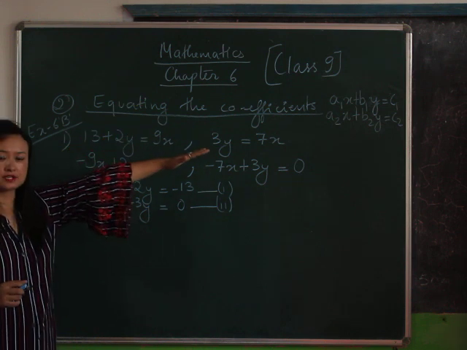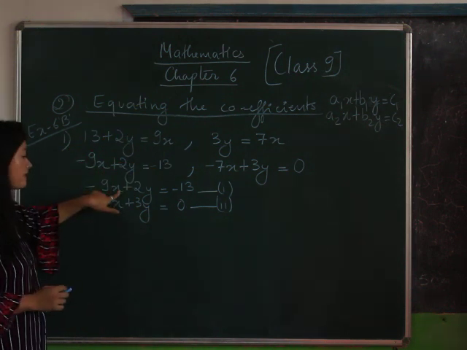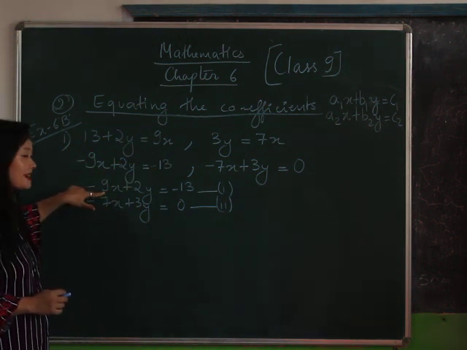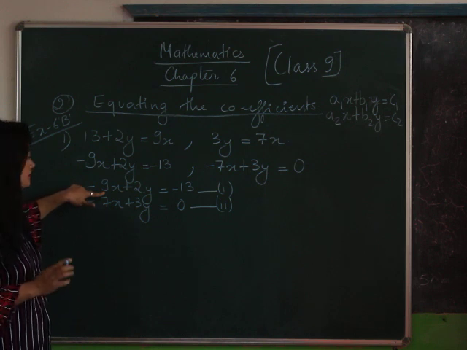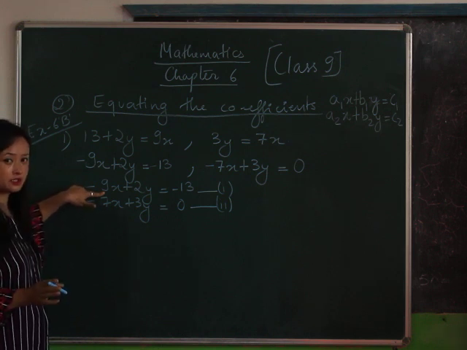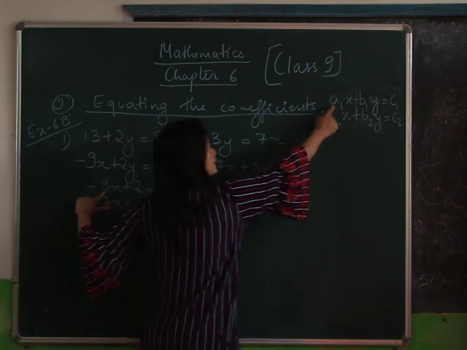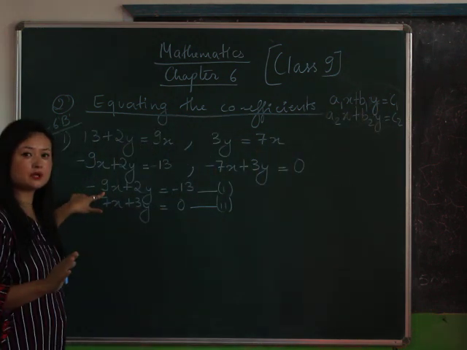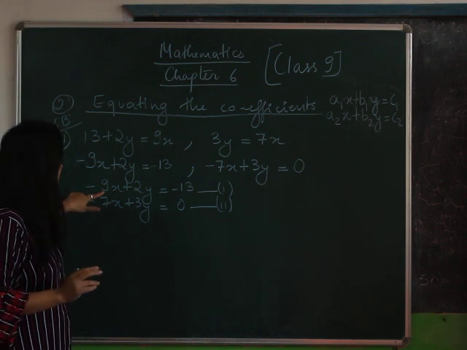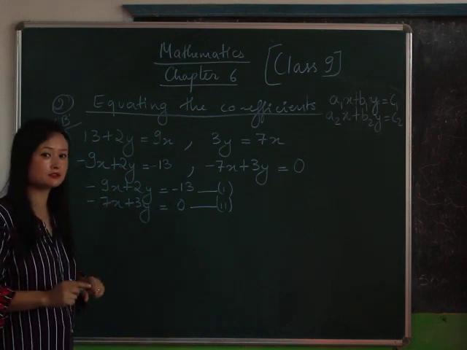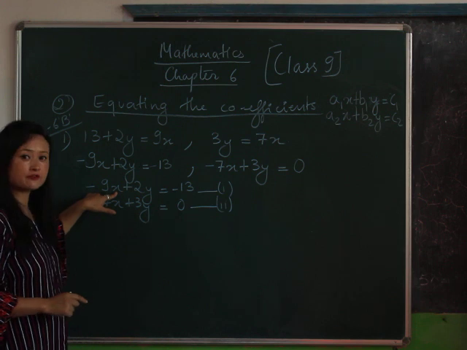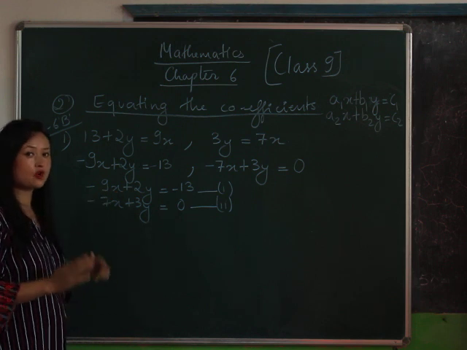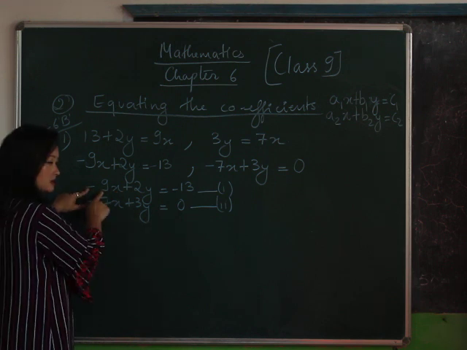Now, equating the coefficients. What is the coefficient of x in equation 1? It is minus 9. Okay, if there is a negative sign, you need to count it, because in the general equation there is no negative sign. That's why if you have minus, you need to count minus. So we don't say the coefficient of x is 9. We have to say the coefficient of x is minus 9.